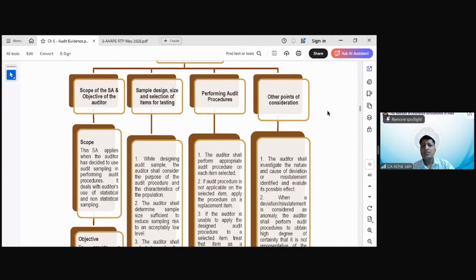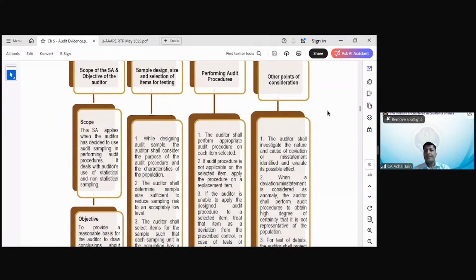Now, performing audit procedures. Auditor shall, so Ravi, I am reading this para. It says, auditor shall perform appropriate audit procedure on each item selected. Which means, let's suppose auditor has selected 10 samples. Now he has to apply some procedure on that. Maybe he has picked up the sales transactions. So what is the procedure he wants to apply? He wants to verify the sales invoices. Okay. So that's one.